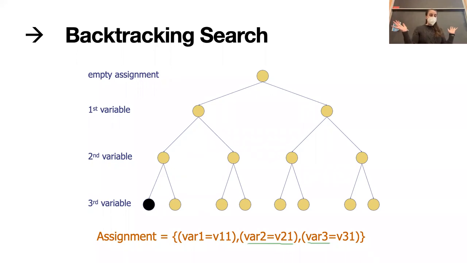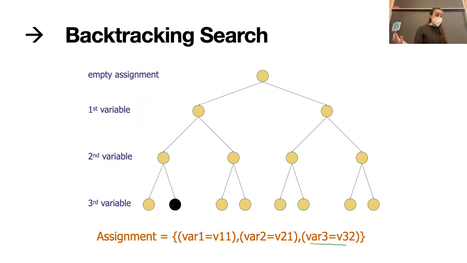Now, let's just say for some reason this fails. If this fails, we say, hey, this is a bad assignment, and then we go back up and go down this next node. Again, we're doing depth first search, so the next thing we will do is set our var3 equal to the next value that we get from this node. Is everybody sort of understanding this structure? Okay, great.